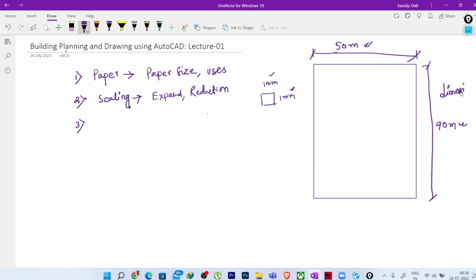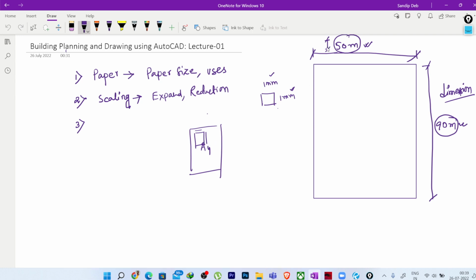These are my dimensions. Now this dimension text that I have written here, 50 meter and here 90 meter, obviously this will have a size also. Okay, now suppose I'm putting it on an A4 size paper. I will explain the size of A4 size paper. Now when I'm plotting this box here and writing 50 meter or 90 meter here, obviously these sizes or dimensions should be visible clearly to the person who will be working by seeing this particular drawing, right?